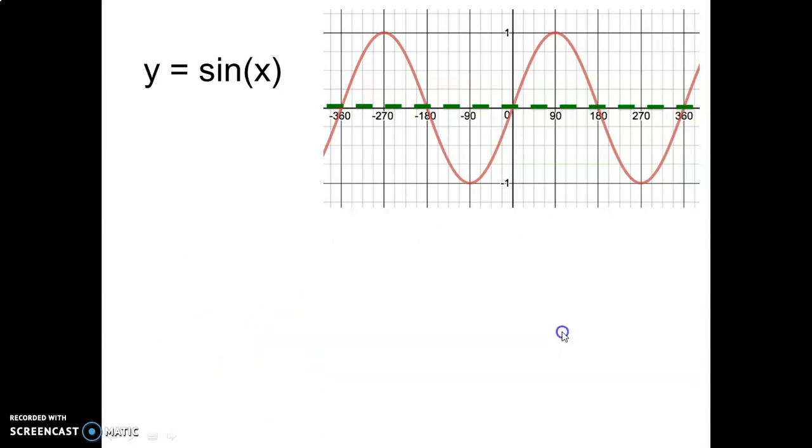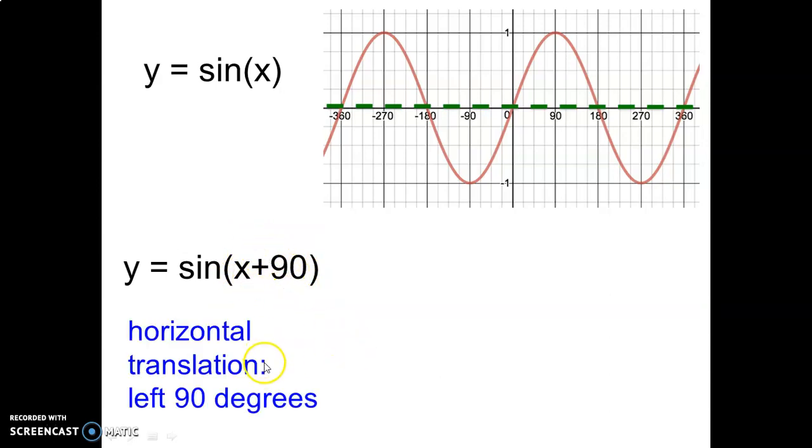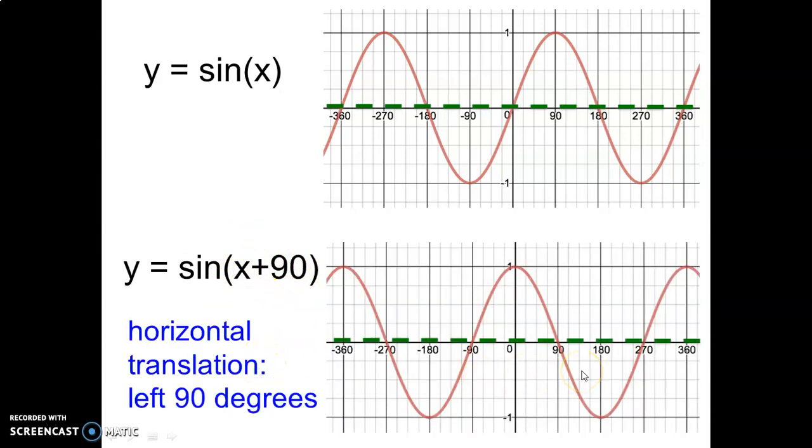All right, and now we have a sine graph, and we do this. This one now is within there, so it's affecting x, so this can be a horizontal translation left 90 degrees, so that entire graph moved 90 degrees. You can see from there it moved over here. Okay, that's the recap of those two.